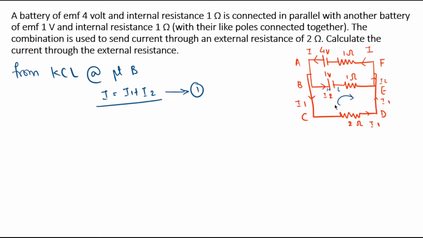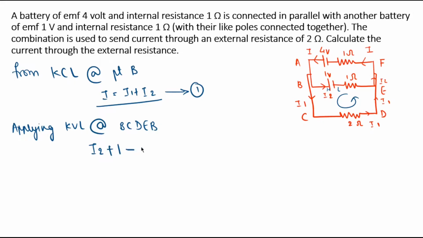Now let's apply KVL. First, let's apply KVL on loop B C D E B. You can apply the loop clockwise or anti-clockwise, it won't matter. The answer will come the same. So when you apply KVL on loop B C D E B, you get I2 plus 1 minus 2 I1 equal to 0, which implies 2 I1 minus I2 equal to 1. Let's name it equation 2.